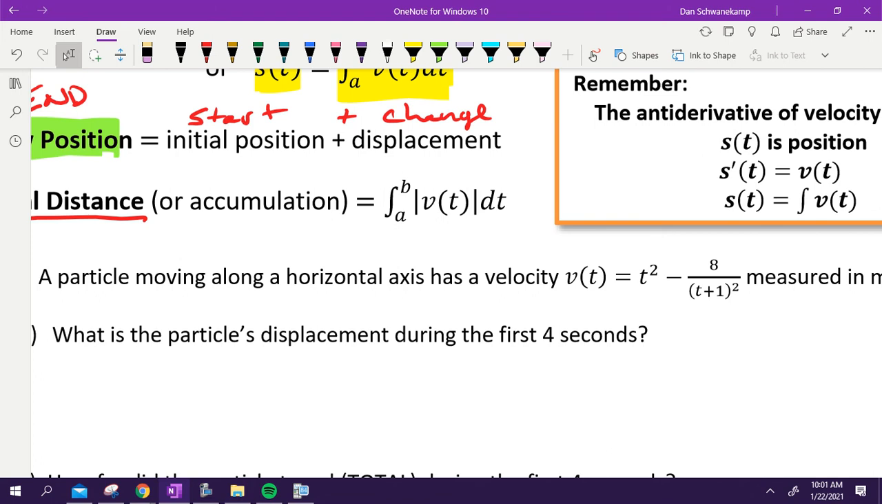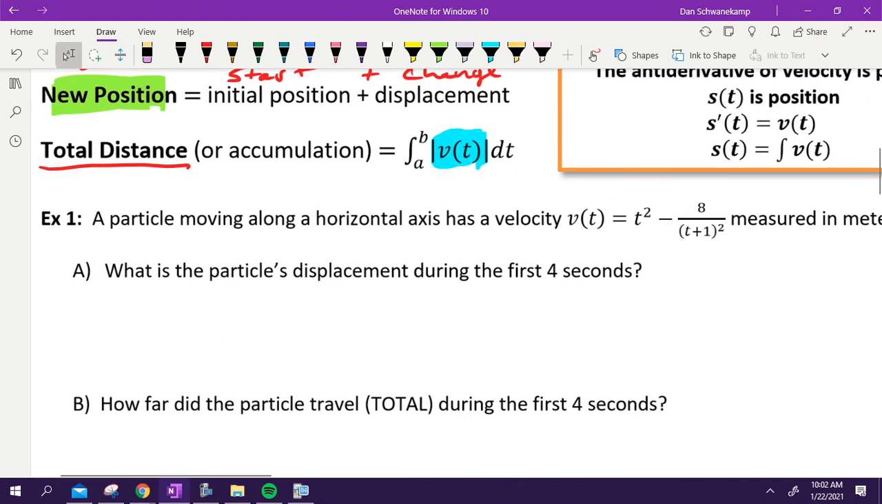To find the total distance traveled, it is the absolute value of velocity. I don't care if it's positive or negative. I just want to know the absolute value of velocity, and then we integrate that. It'll make more sense as we do it later on.